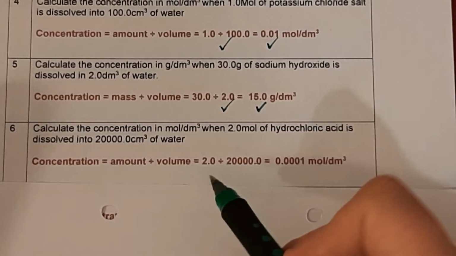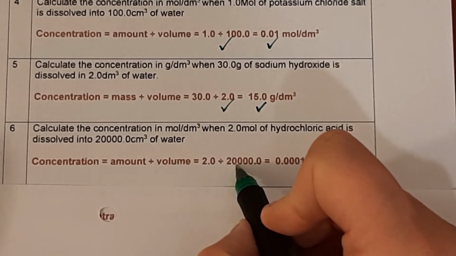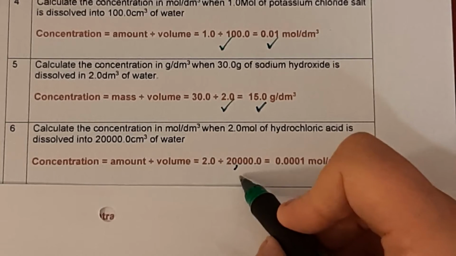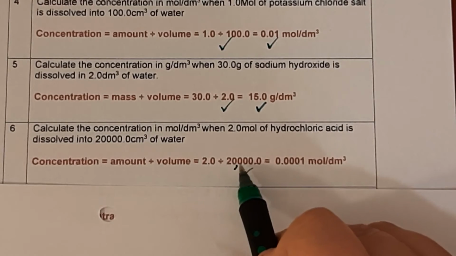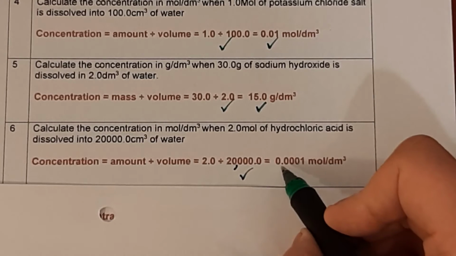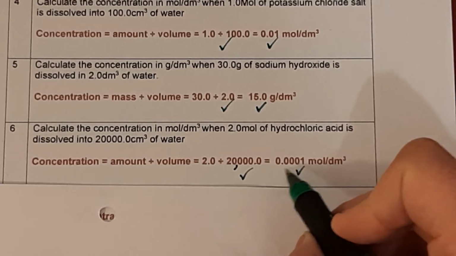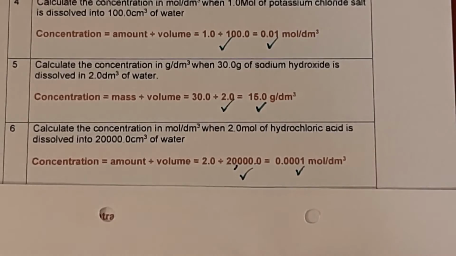Question 6, you get a mark for doing 2 divided by 20,000, so that's a comma after the 20 if you've put it in, not that you need to. But make sure that's 4 zeros after your 2 here. And your answer is 0.0001, so that's 3 zeros after the decimal place.